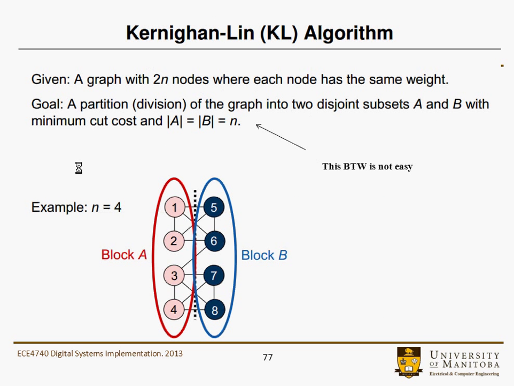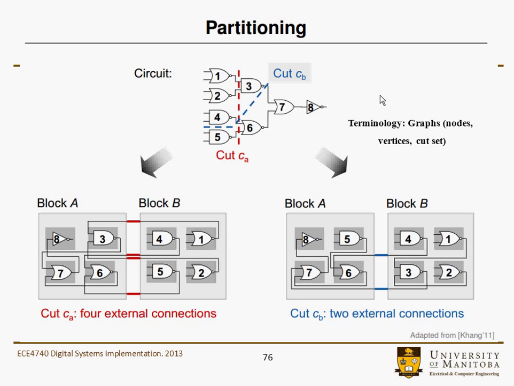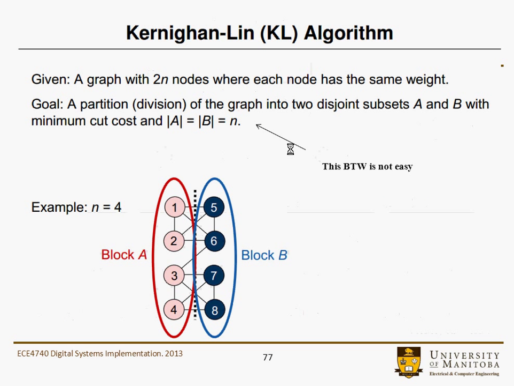And just one other thing to point out, people working on these types of problems, it's basically graph type problems. So you talk about nodes, vertices, and cut sets. Here's the Kernighan-Lin algorithm. It's fairly old, from I think the early 70s. Basically you're given a graph with two n nodes where each node is the same weight, so basically the same size in that case. And the goal would be to partition this design into two disjoint subsets, A and B, with a minimum cost between the two. So you put some nodes on one side, some nodes on the other, and the cost is the number of wires which connect these two blocks.